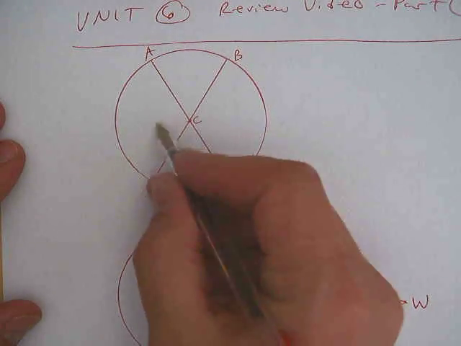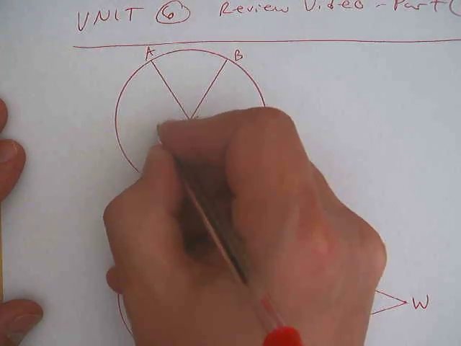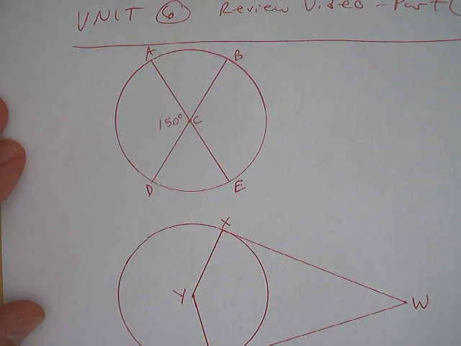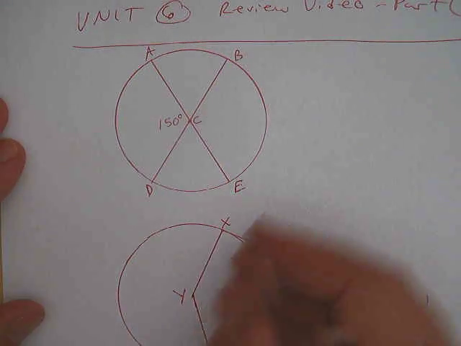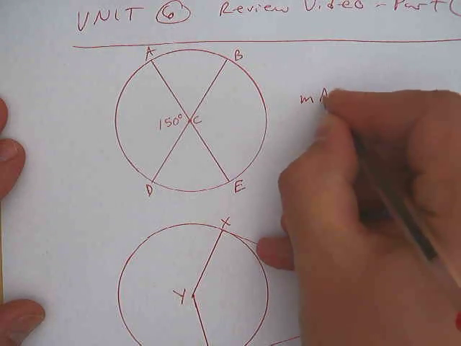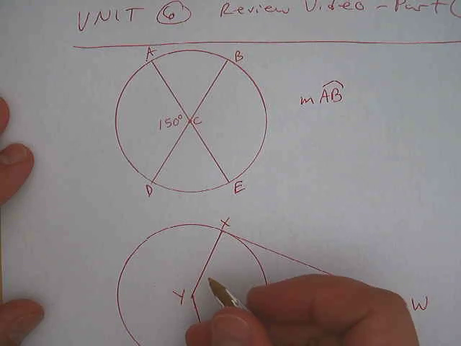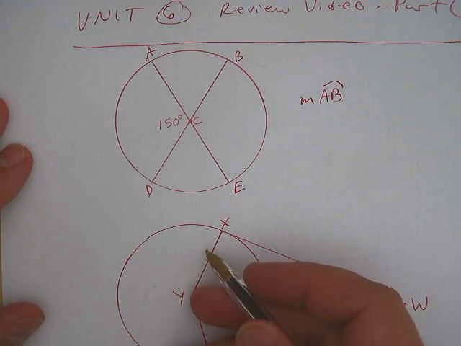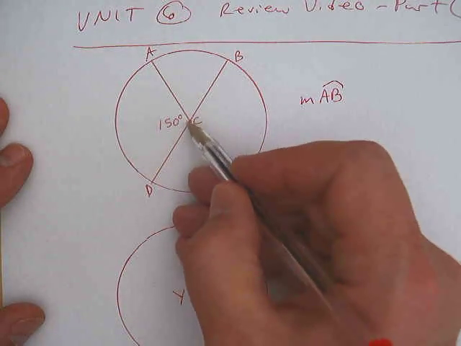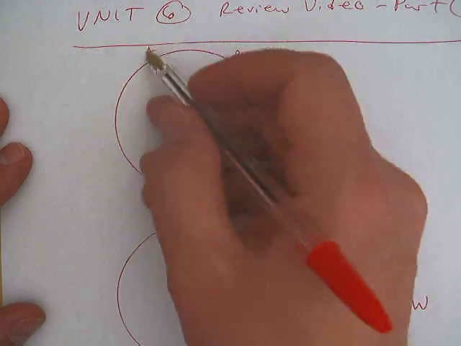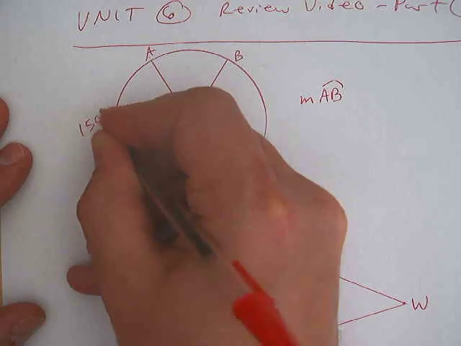Let's say that this central angle right here is 150 degrees, and I want to know what the measure of arc AB is going to be. Well, a couple ways I can do this. One, I know that the central angle is the same as its intercepted arc, so arc AD is also going to be 150 degrees.